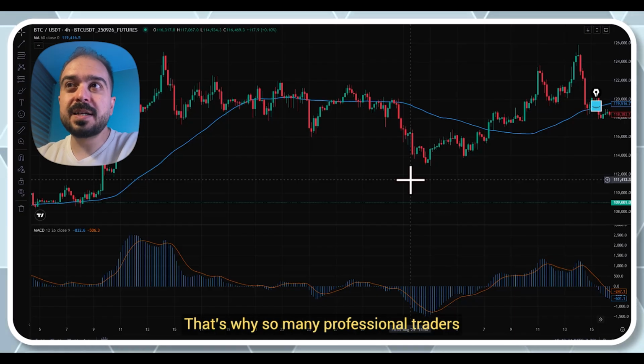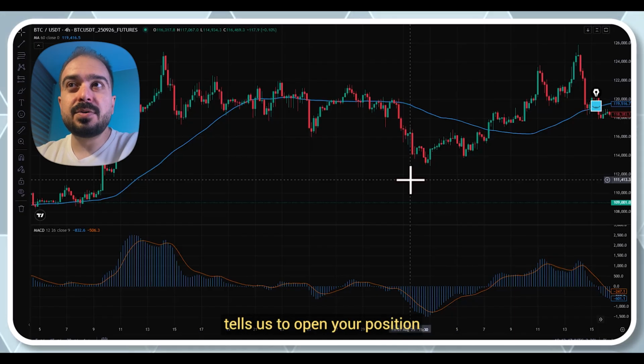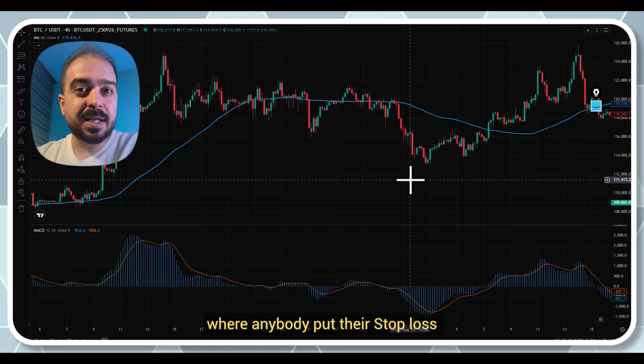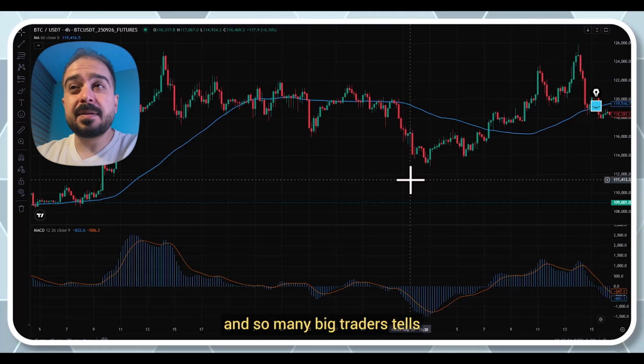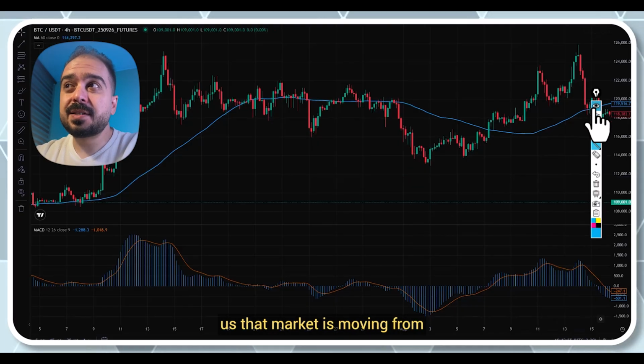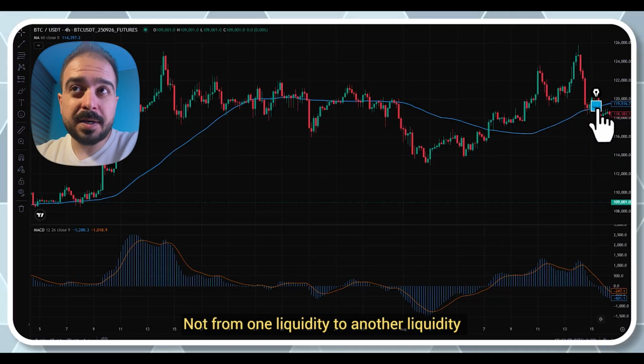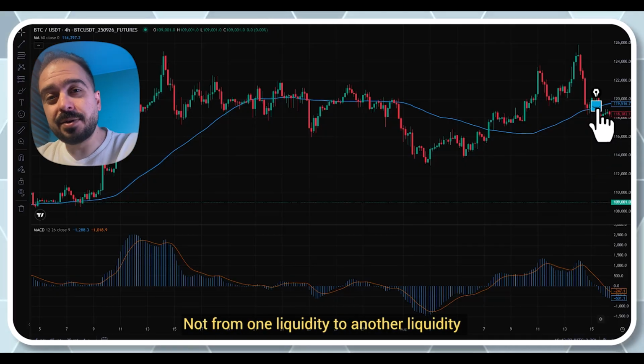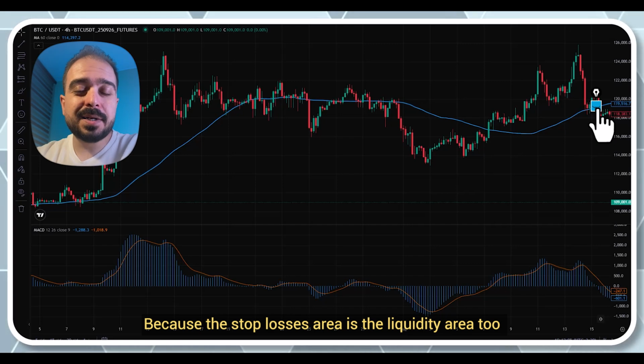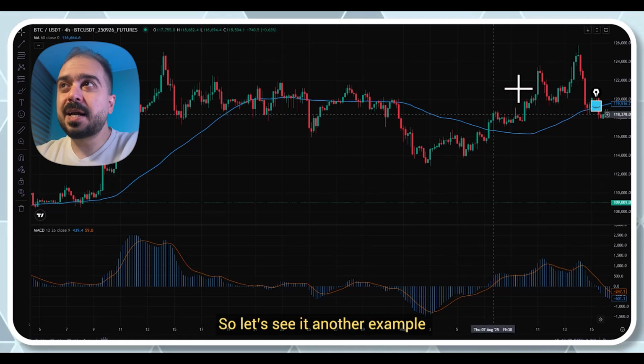That's why so many professional traders tell us to open your position where anybody put their stop loss, and so many big traders tell us that the market is moving from one stop loss to another stop loss, not from one liquidity to another liquidity, because the stop loss area is the liquidity area too. So let's see another example.